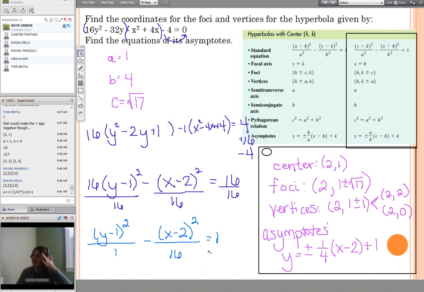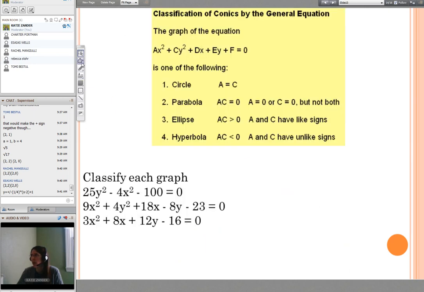Questions with that one? There's one extra thing I want to talk about today that I don't believe was mentioned in the book, but I have this from a previous pre-calculus book that I used way back in the day, and I thought it would be helpful for you guys to share it here as well. We can classify our conics if they give us in this general equation of this form ax squared plus cy squared plus dx plus e plus f.